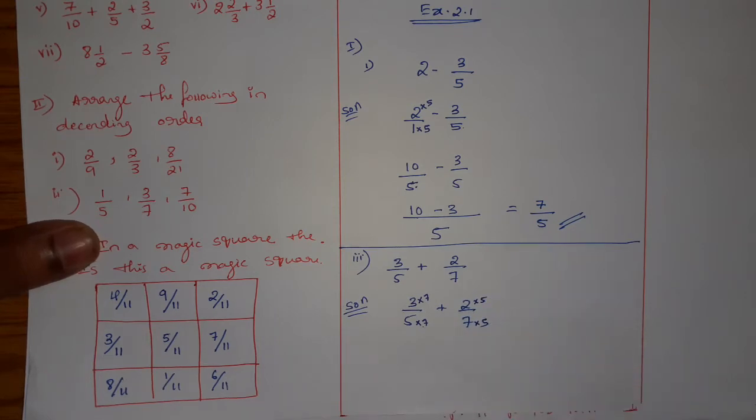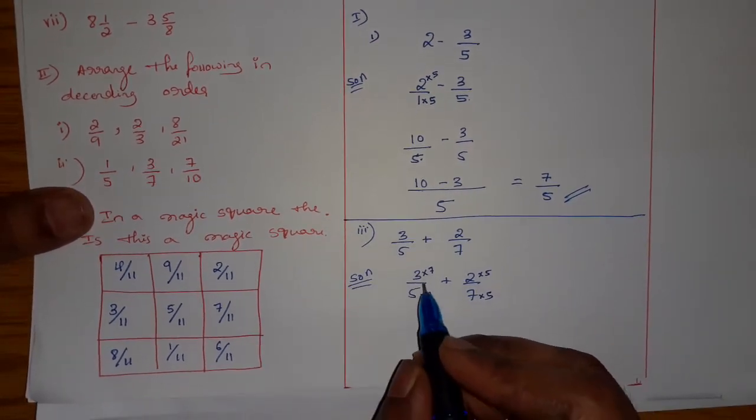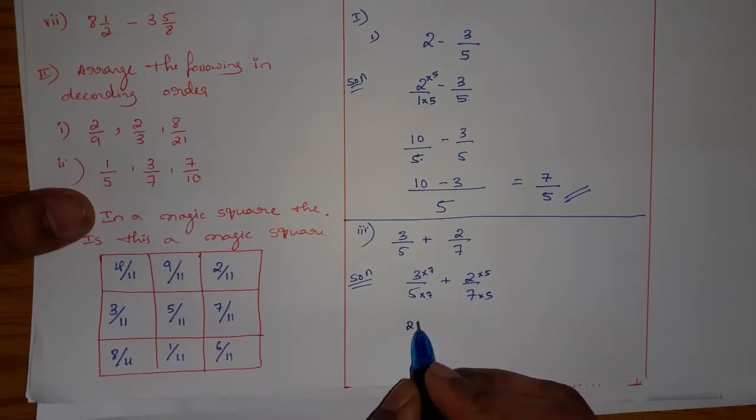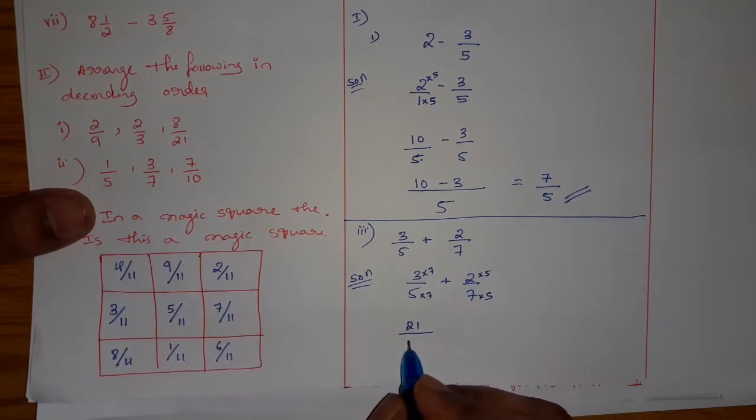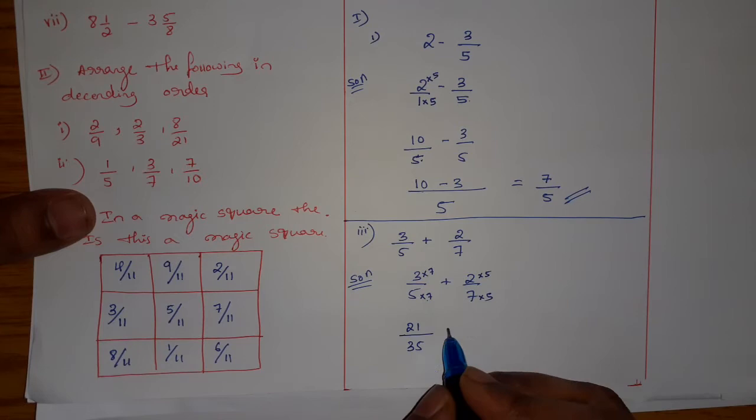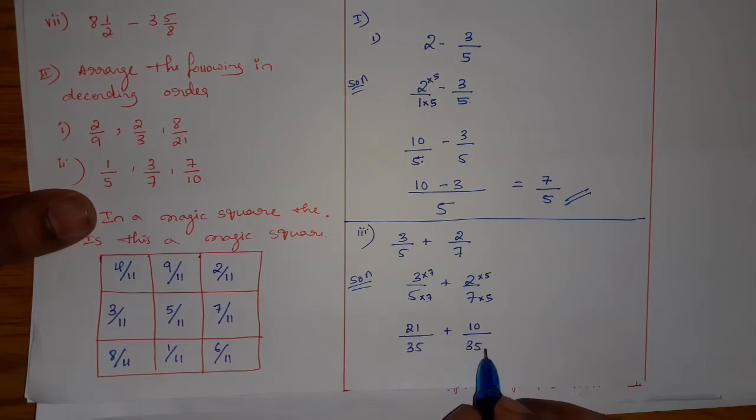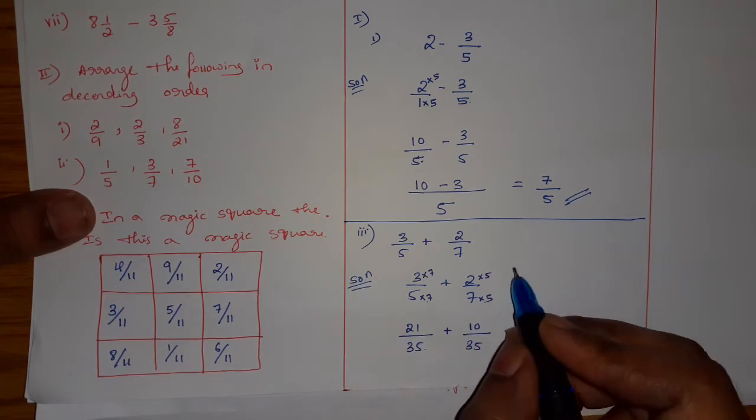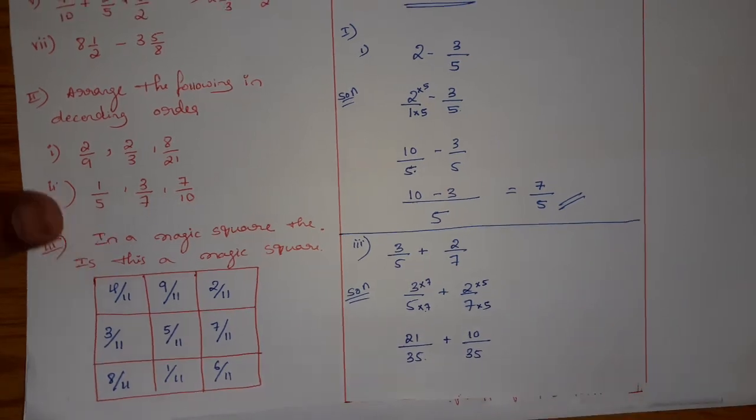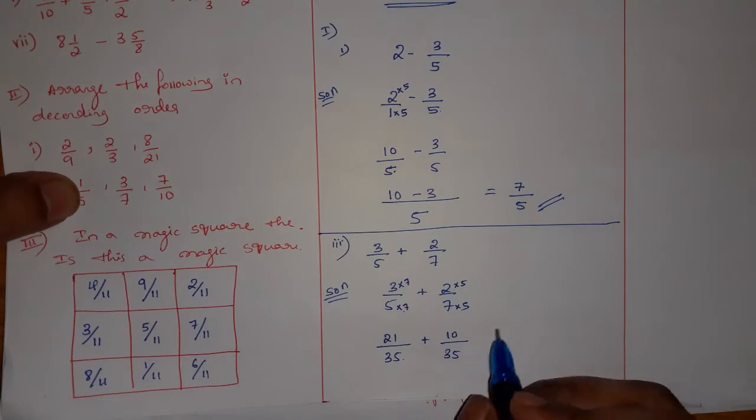Okay, next step. 3 7s are how much? 21. 5 7s are 35. This plus as it is. 2 5s are 10. 7 5s are 35. Now the denominators became equal. Now these two fractions are called like fractions. Once the fractions are like fractions, what can you do? You can do the calculation.